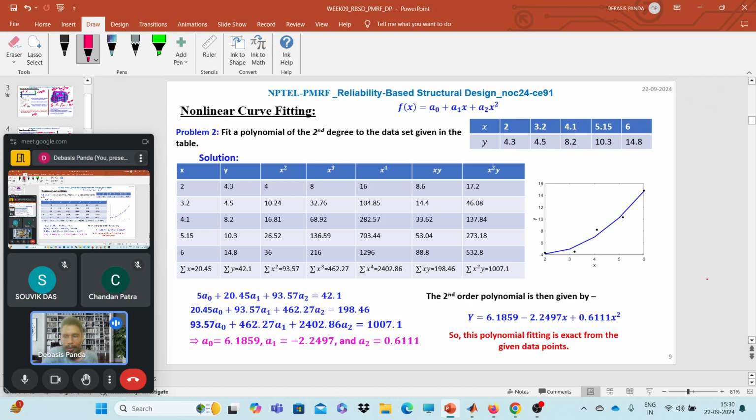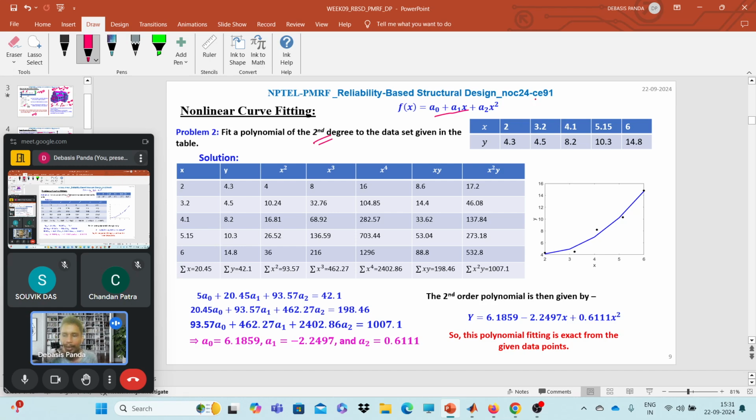Now, like this problem here, already we have seen that if we wish to fit a second degree polynomial to this data set, what we need to do? Up to second degree polynomial, that is represented by a0 plus a1x plus a2x square. So how many simultaneous equations or normal equations do we have? We have three.